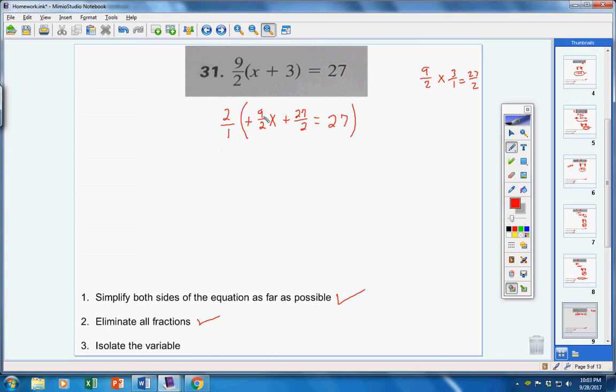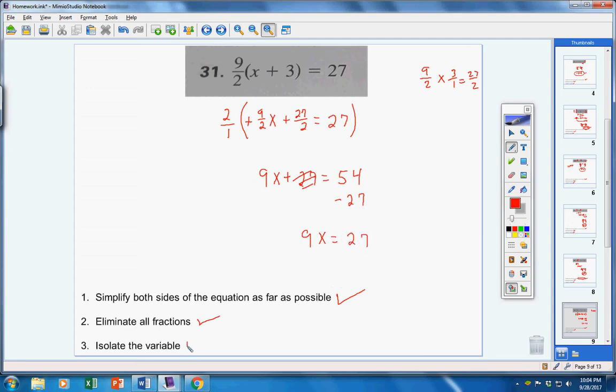2 over 1 times 9 over 2. Your 2's will cancel. 1 times 9 is 9. 9 over 1 is 9. So 9x plus, your 2's cancel. 1 times 27 is 27. 27 over 1 is 27. And then 2 times 27 is 54. Step 3, isolate the variable. Bring your positive 27 over, make it a negative 27, and you're left with 9x equals 27.